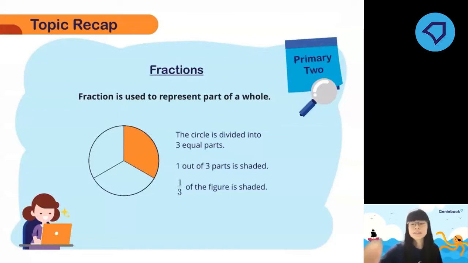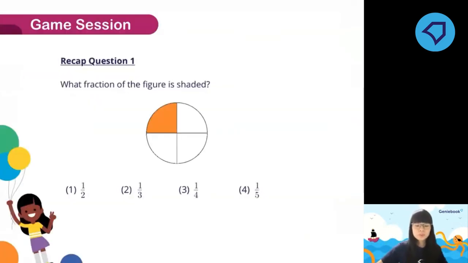Okay, all right. So let's go on to my first recap question for P2. Can you tell me what fraction of the figure below is shaded? Are you ready? 30 seconds. And let's go. If you cannot see, please kindly rejoin the lesson, okay? Please make sure you're in by the app or by the Geniebook website itself. I see majority of you have already clicked in the correct answer, so well done.